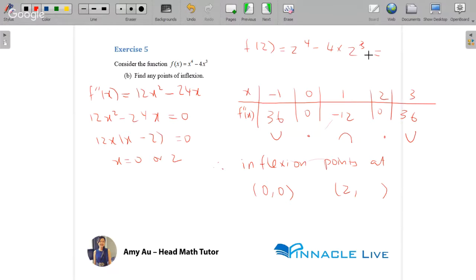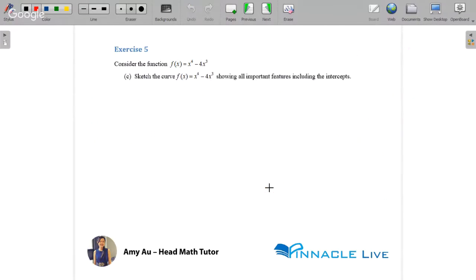Okay, put that into the calculator. That should be -16. Okay, so normal inflection at 2, -16, stationary inflection at 0, 0. All right, next part. We're going to sketch this stuff.